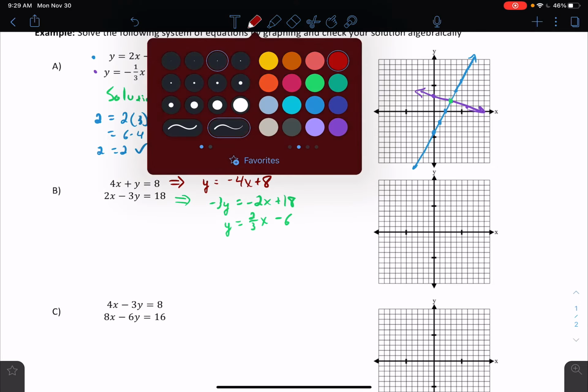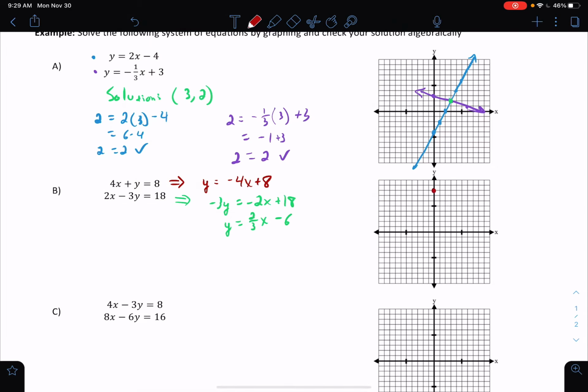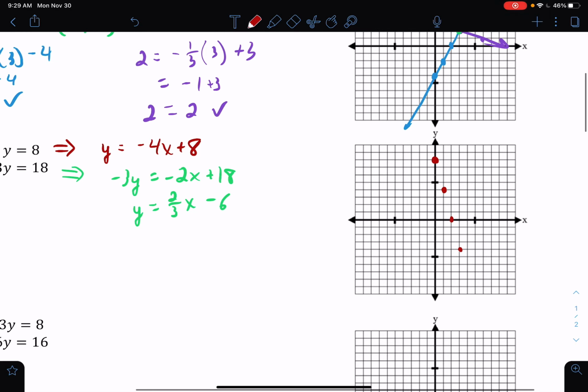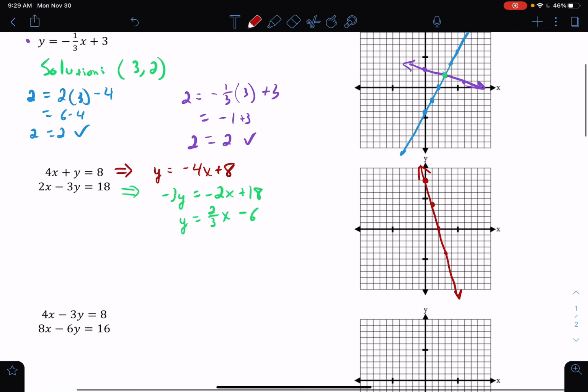So going back to line 1, my red line, start at 8. Go down 4, right 1. Down 4, right 1. Down 4, right 1. Connect the dots. That line's a little off. Let me try again. It helps if I zoom in a little bit. That's better.